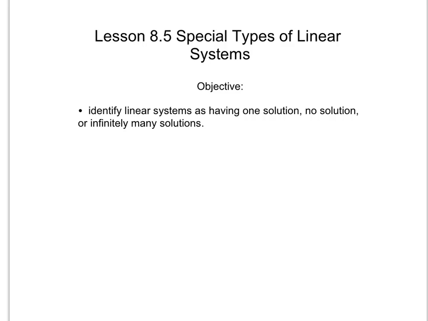Okay, this is lesson 8.5. We're talking about special types of linear systems. And your objective is to identify linear systems as having one solution, no solution, or infinitely many solutions. Okay, let's go ahead and get started.